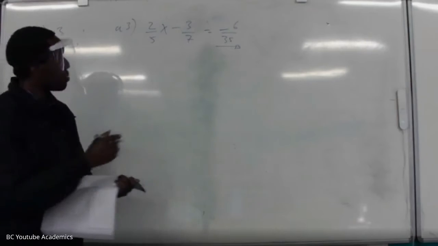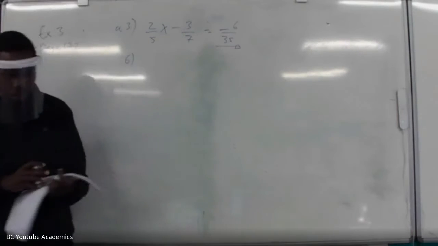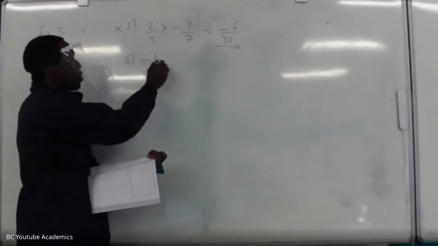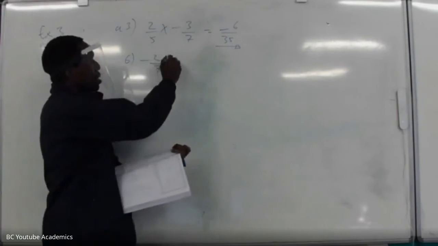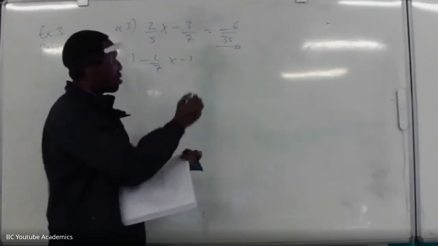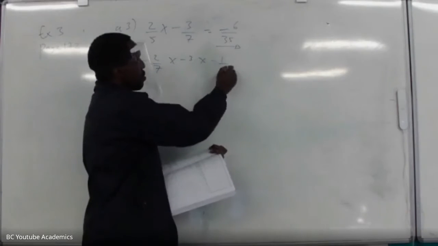Two more examples. Okay, number 6. Number 6 is negative 2 over 7 times negative 3 times negative 1 over 4.